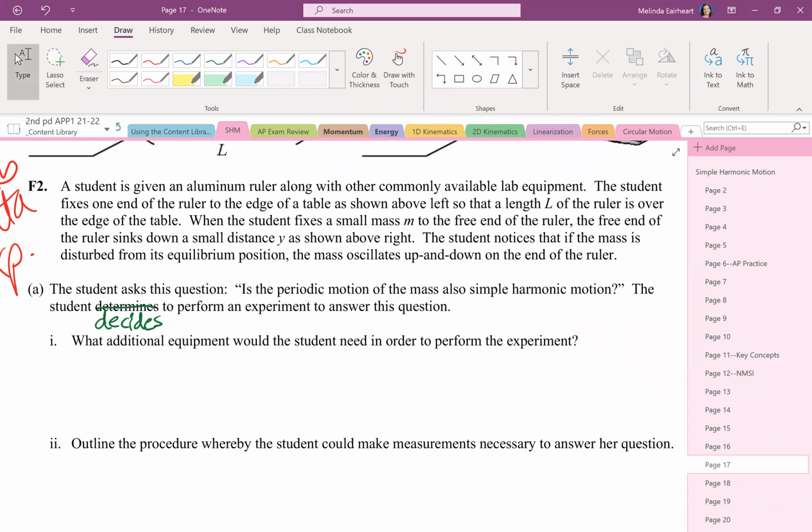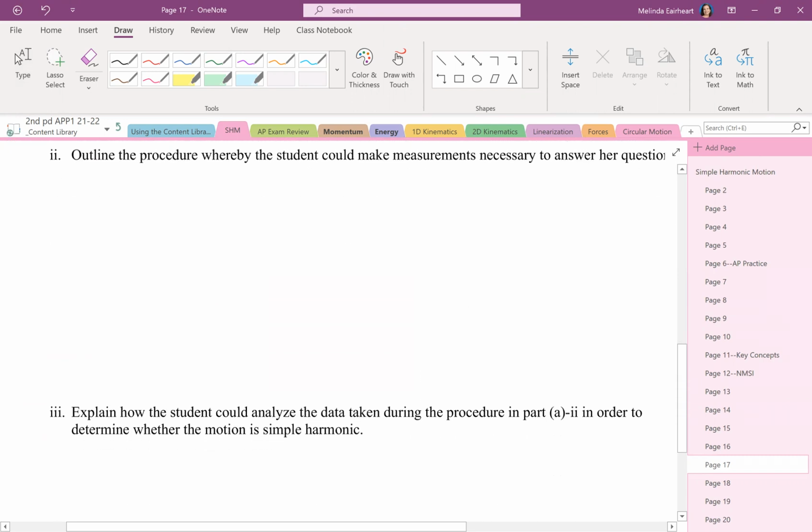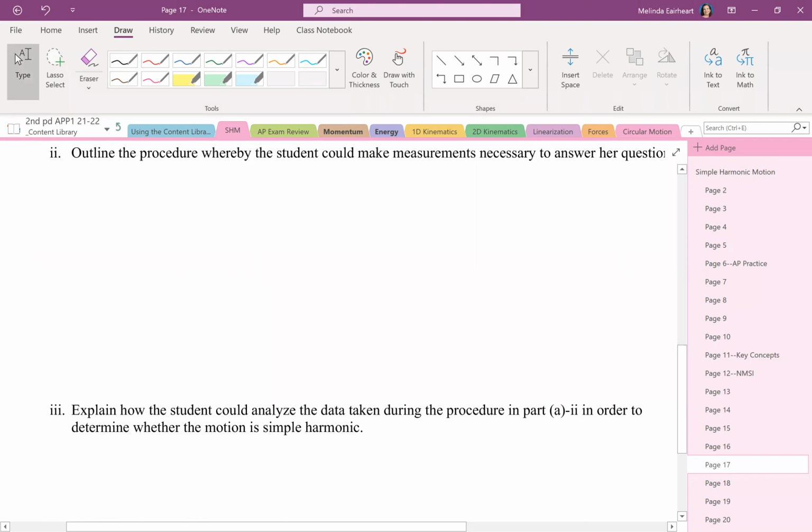So I'm going to do kind of 1 and 2 collectively, and then outline a procedure. You don't have to give every little nitty gritty detail. They've already attached the ruler to the table. I don't need to repeat that. So outline a procedure whereby the student could make measurements with that equipment that we've listed in order to answer the question. And then later, we'll talk about how the student could analyze the data taken during the procedure in order to determine whether the motion is simple harmonic motion.